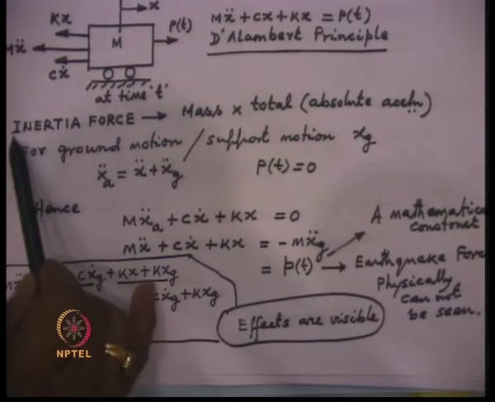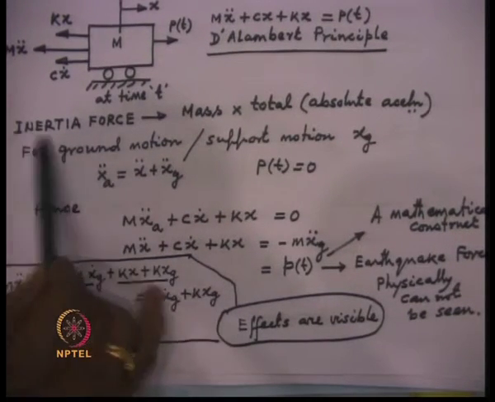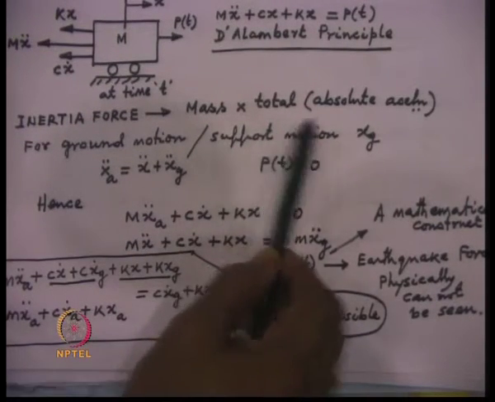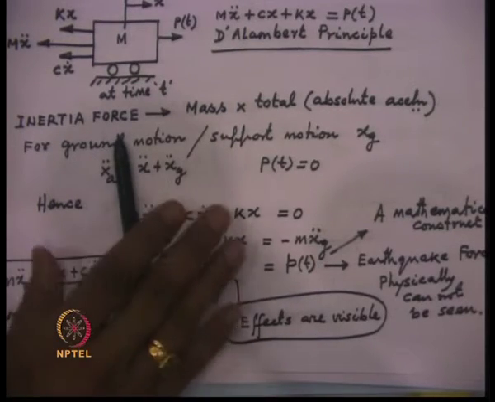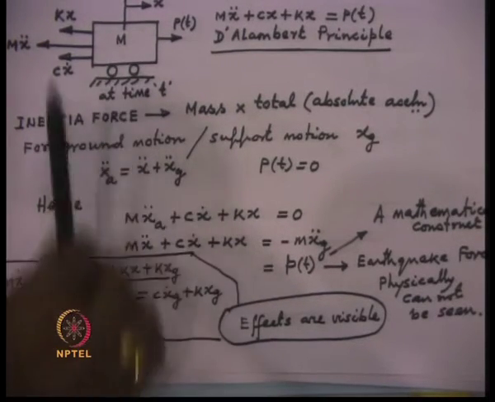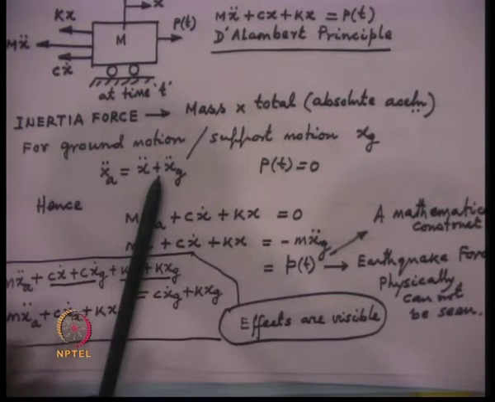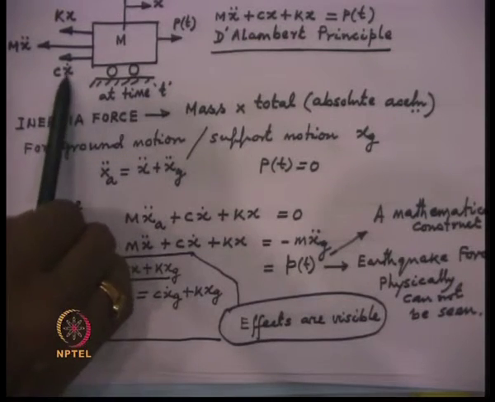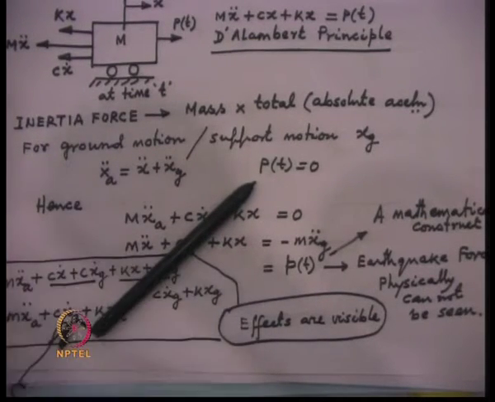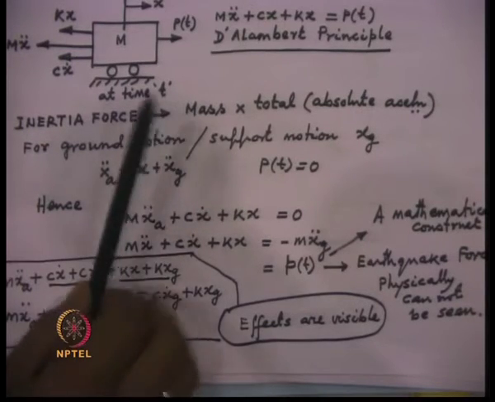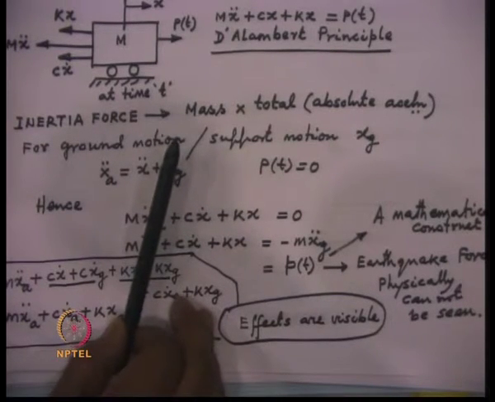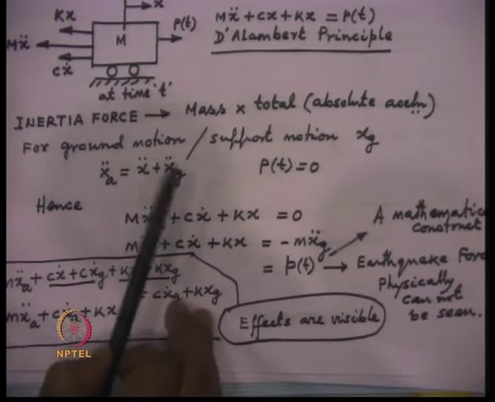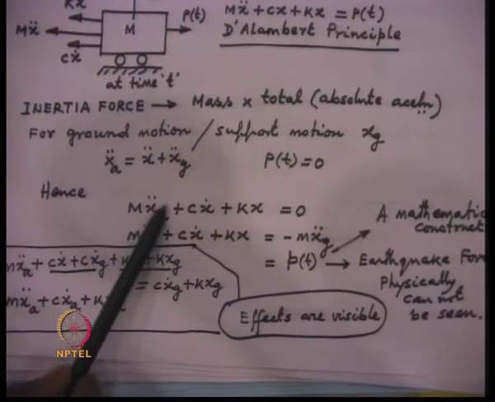Now, the most important thing here is that the inertia force is equal to mass times the total or absolute acceleration, if it is present. In the previous case, we did not have any absolute acceleration because x double dot itself was the total acceleration, since there was no movement of the support. But if there is a movement of the support, then the inertia force which is generated is equal to mass times the total acceleration of the system. So, that is what we write over here.